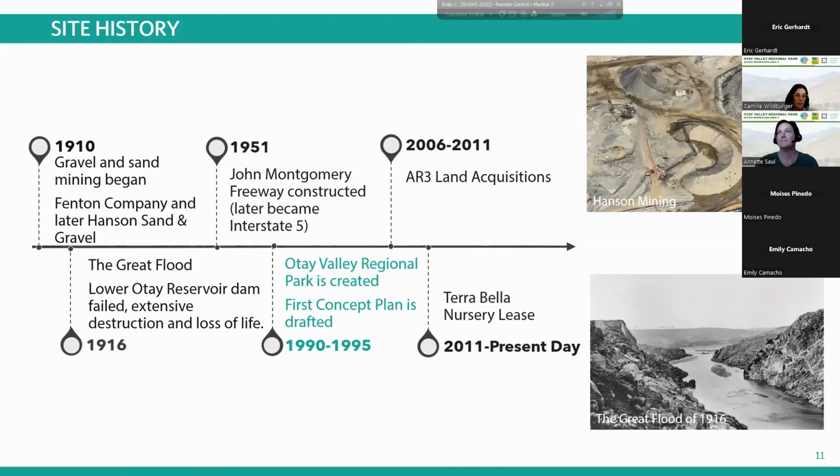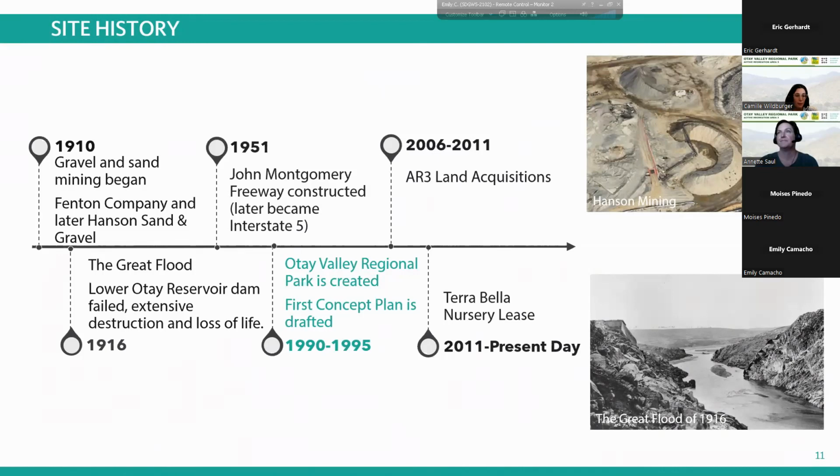By 1951, the Montgomery Freeway was constructed and later became known as Interstate 5. In 1990, a significant milestone was reached when San Diego County and the cities of Chula Vista and San Diego collaborated to establish the multi-jurisdictional park known as Otay Valley Regional Park, or OVRP for short.